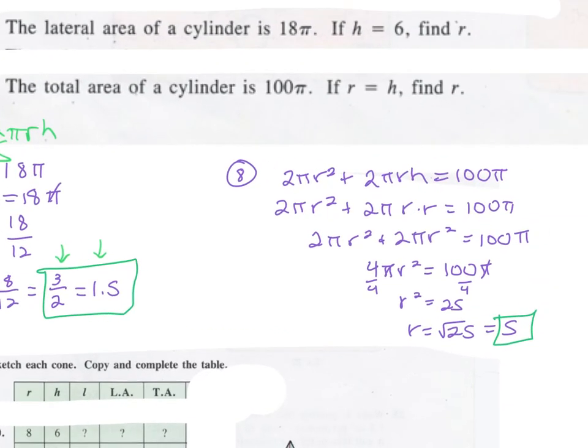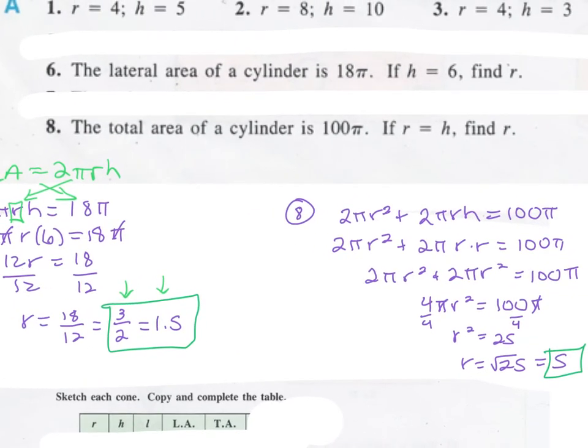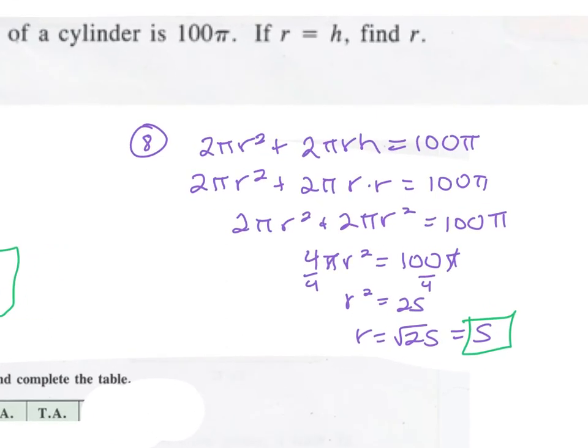Number 8, this time they gave us the total area. So again, you're going to use your formula. So your 2 pi r squared, and here's the formula, and this is TA, or surface area. So they replaced the TA, or the surface area, with the amount that they gave us, and then from there, solved for r.